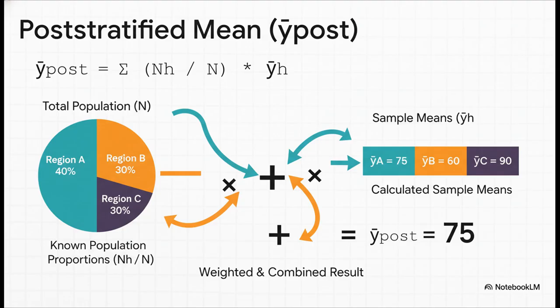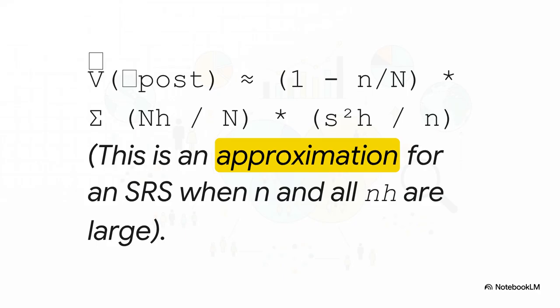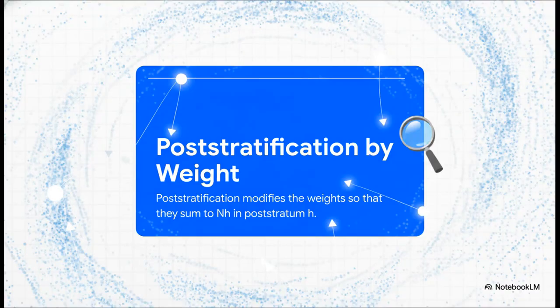It corrects the imbalance. And now for the variance. Here's the really cool part. This formula for the variance of our post-stratified estimate looks almost exactly like the one you'd use for a proportionally stratified sample. What does that mean? It means by doing this adjustment after the fact, you get almost all the same benefits of precision as if you had done the more complicated and often more expensive stratified design from the very beginning. That's a huge win.